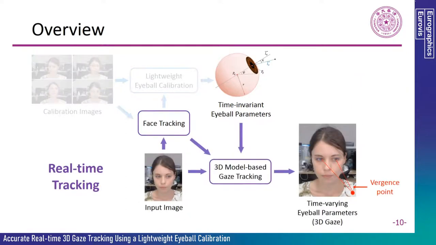In the second stage, real-time gaze tracking, we still employ the face tracking to locate the 3D eyeball in one frame. Then, given the calibrated parameters, we propose a model-based eye gaze tracker optimized with the vergence constraint. The two gaze vectors are constrained to intersect at the vergence point and thus allow for the tracking of the 3D point of regard. Our tracking system runs at an interactive rate of 29 frames per second.